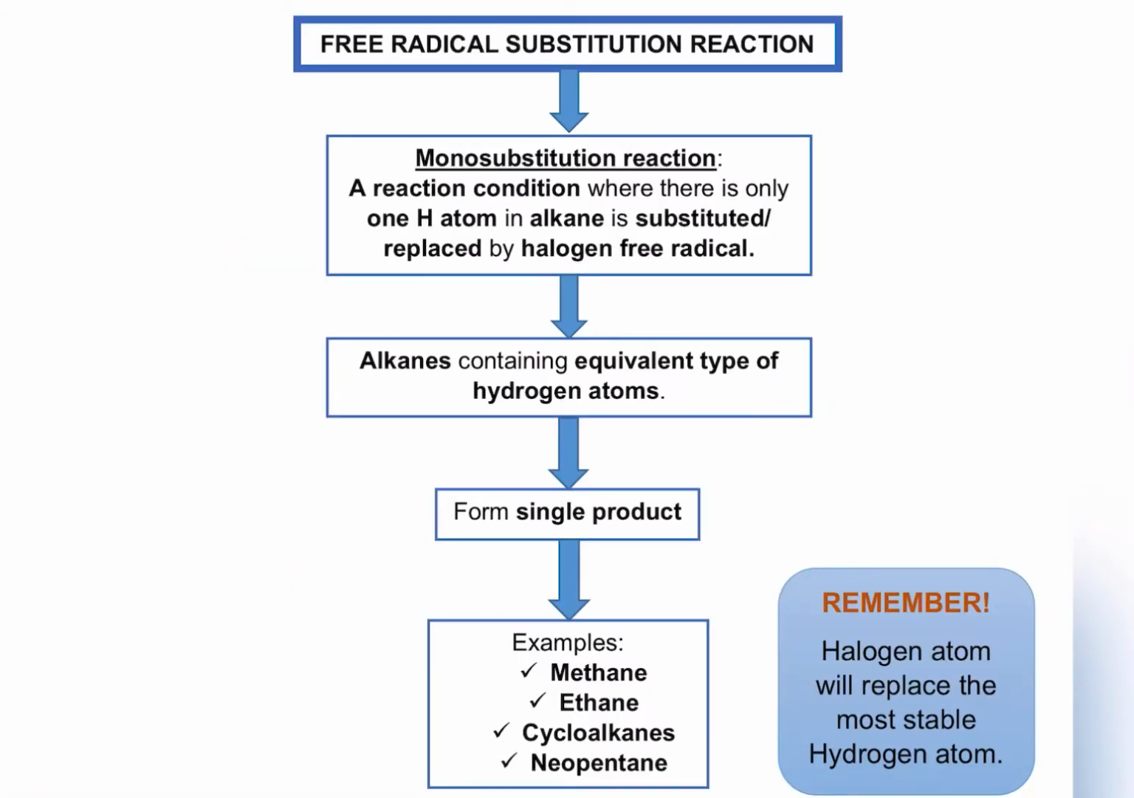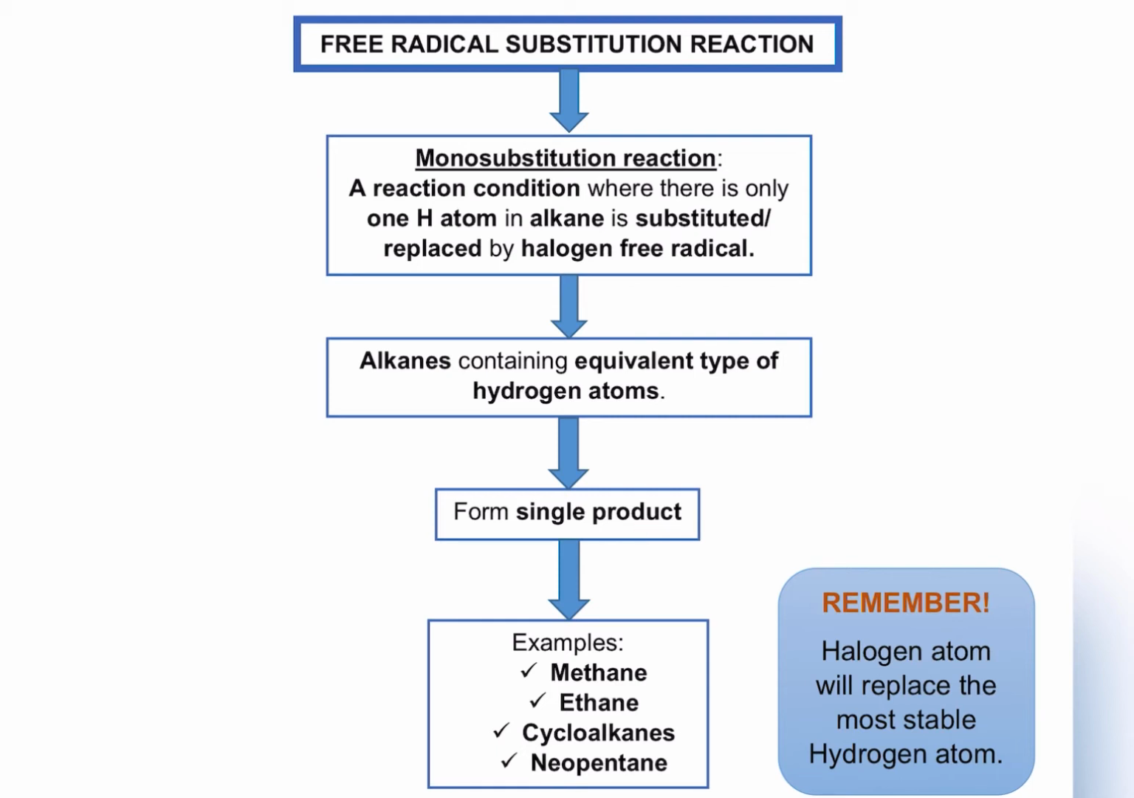Free radical substitution reaction is a mono substitution reaction. Mono means one. So, it is a reaction where only one hydrogen atom from an alkane is replaced by one halogen atom from a halogen molecule. We know that in alkane, there are only carbon and hydrogen atoms. So, when an alkane undergoes free radical substitution, it can form a single product only.